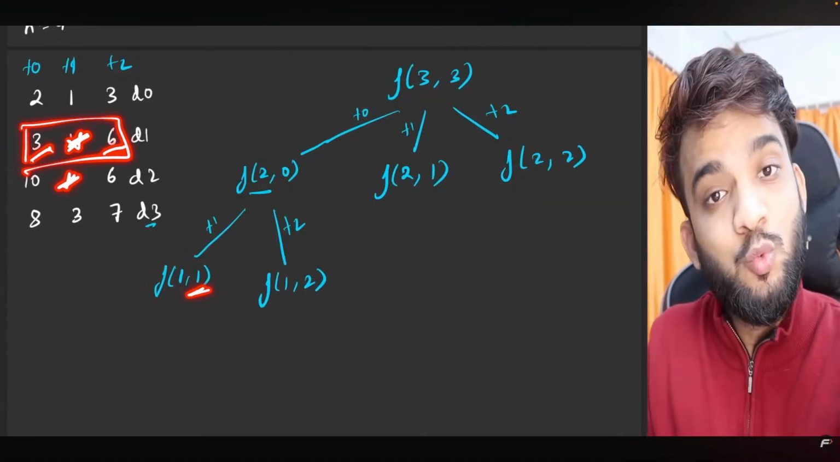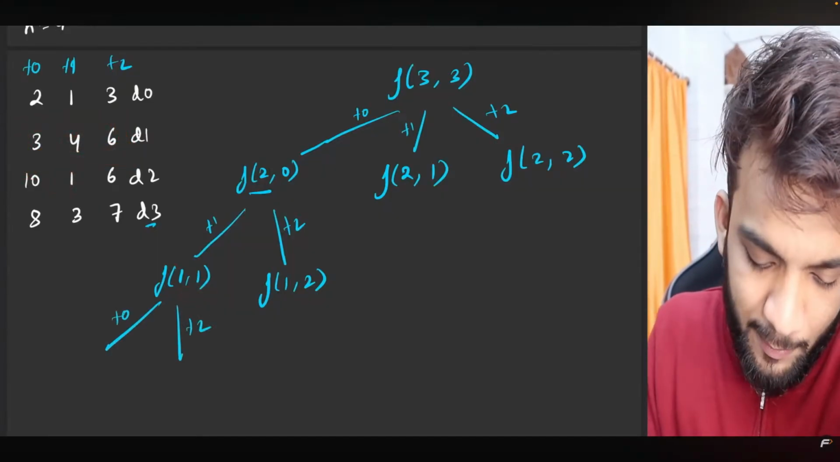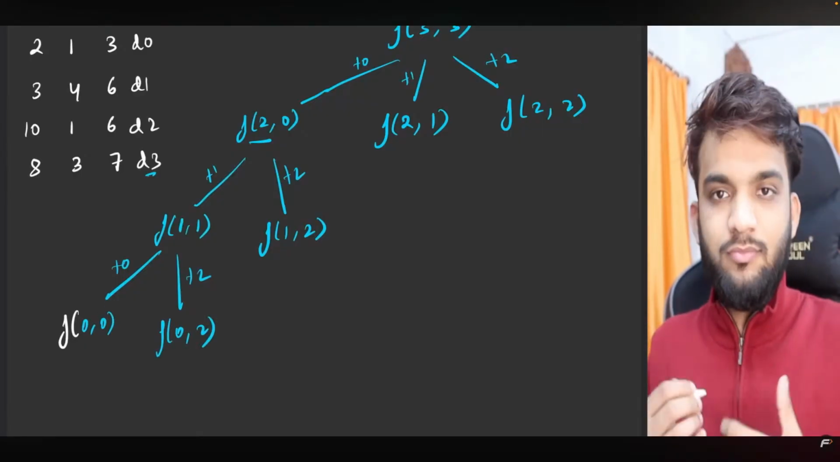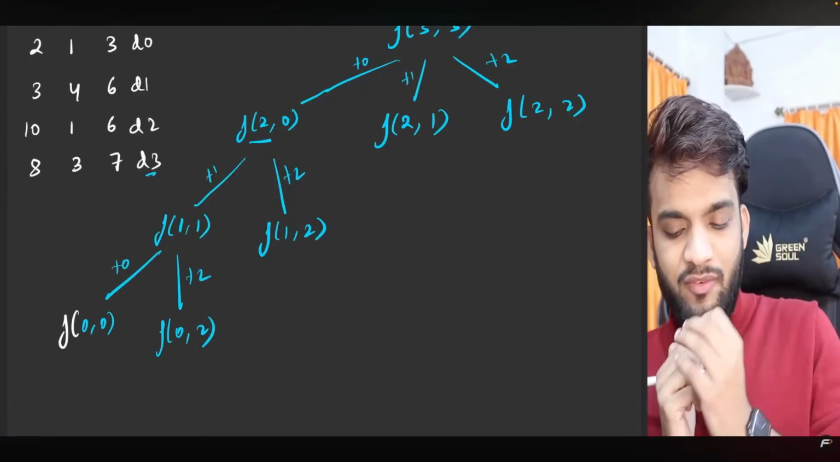So you can perform task 0 and task 2. If I perform task 0, I will go to 0 with task 0. I'll go to 0 with task 2. This is only what I can do. Okay, makes sense again. Now, a very, very interesting question to you.